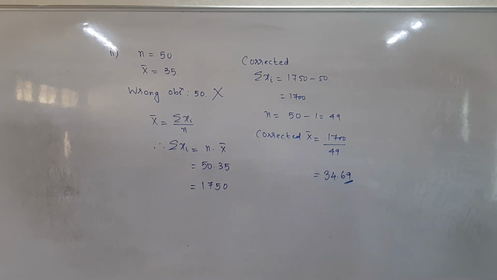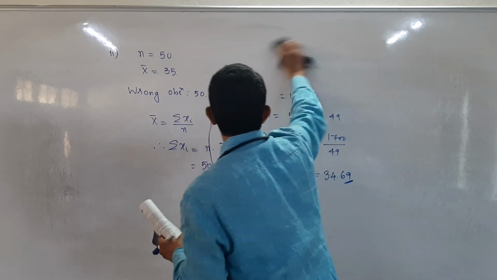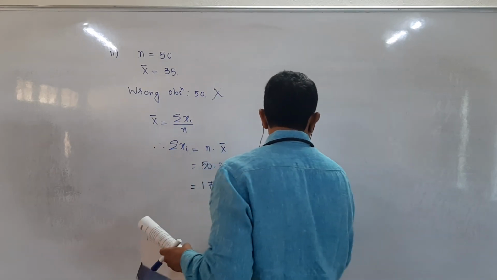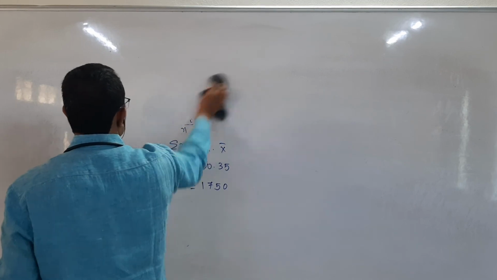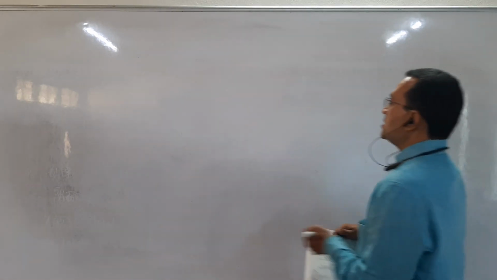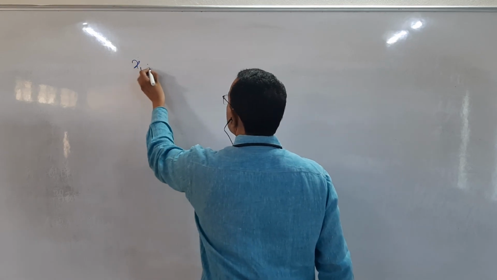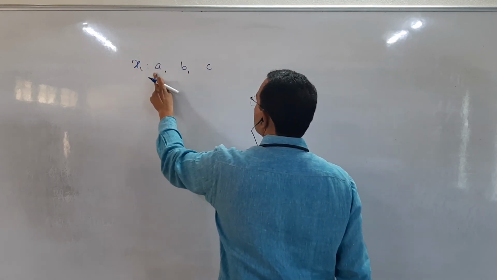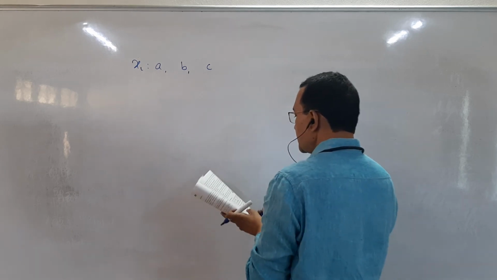3 students from a group of 18 students failed in the examination of economics and the marks obtained by 15 students who passed are as follows. Find the median marks of all 18 students. Now those who have failed would have definitely scored less than the students who have passed. Yes or no? So let us suppose that A, B, C is the increasing order of marks of 3 students who have failed. Suppose this is 18, this is 24 and this is 27.